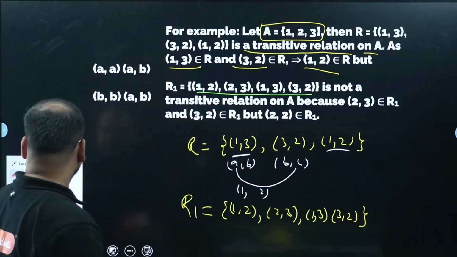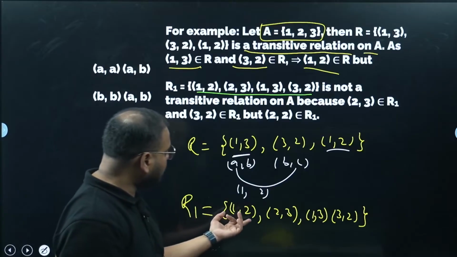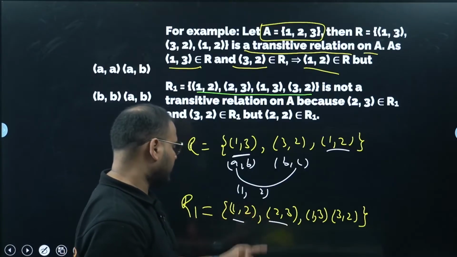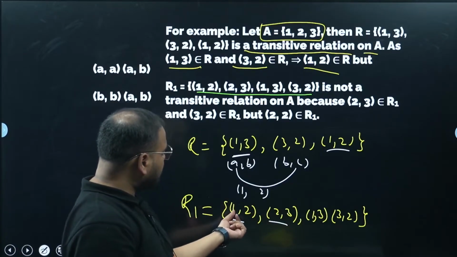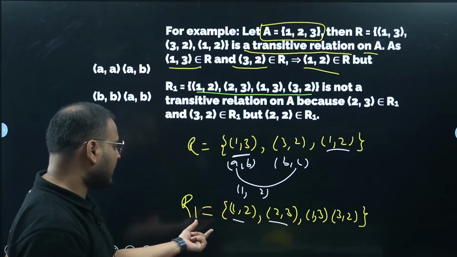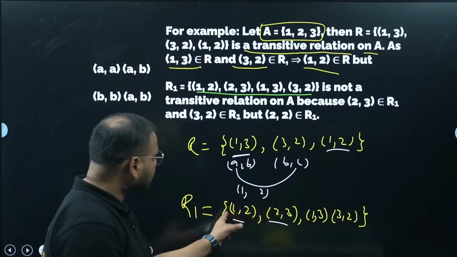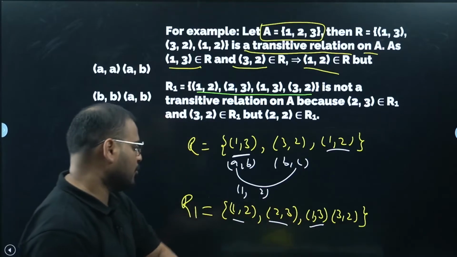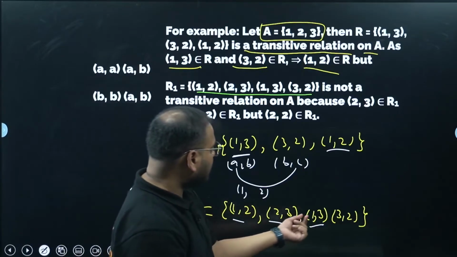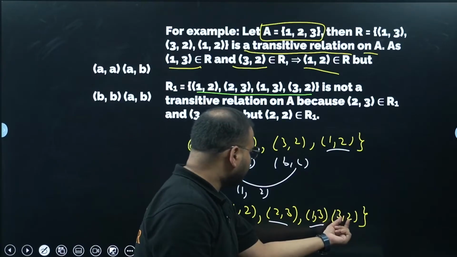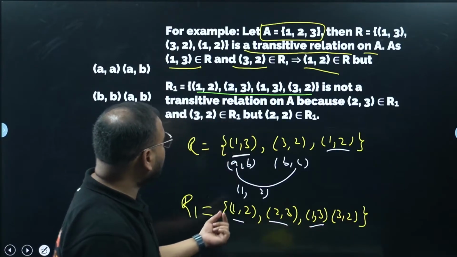How can we check, sir? (1,2) is (A,B), and (2,3). If this is there, it means (1,3) has to be there. Correct? (1,2), (2,3) means (1,3) has to be there. So it is there, sir. No problem, this is okay. Now check again: (1,3) and (3,2) is there. It means (1,2) has to be there.